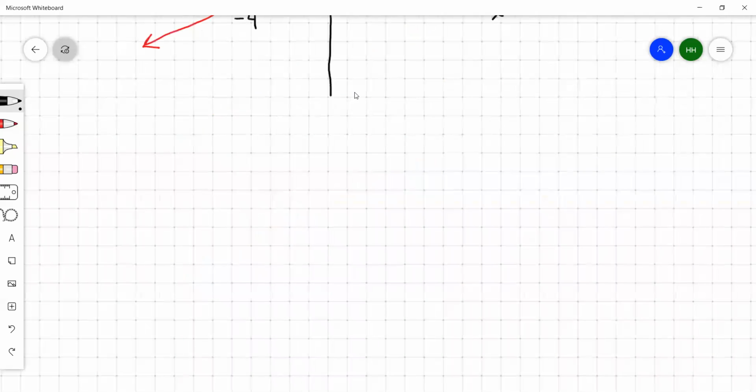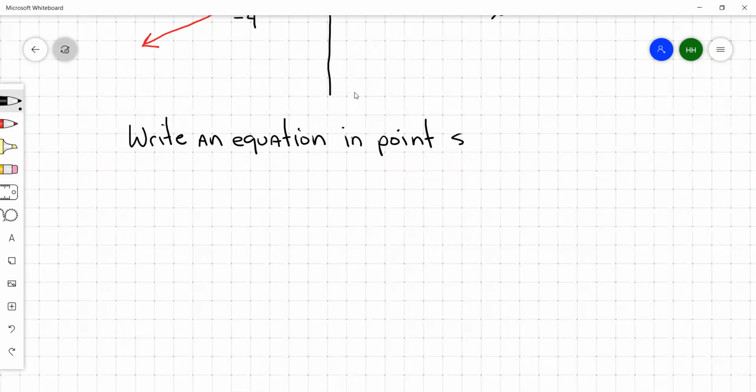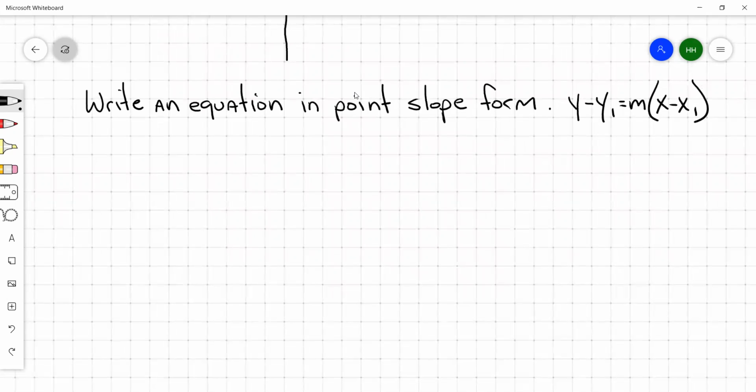You will be asked to write an equation in point-slope form. First of all, you're just going to be given 2 points. So if we have to write an equation in point-slope form, remember point-slope form is y minus your y sub 1 equals m times x minus your x sub 1. So if you're given a couple of points, 3, -4, and -5, 9.